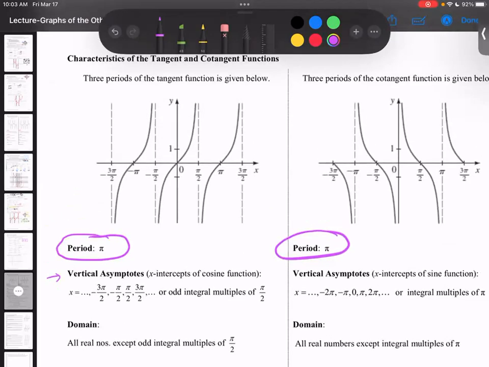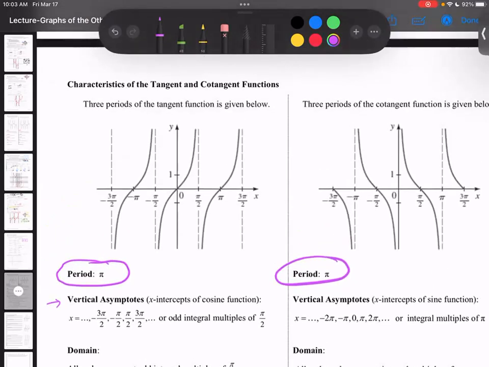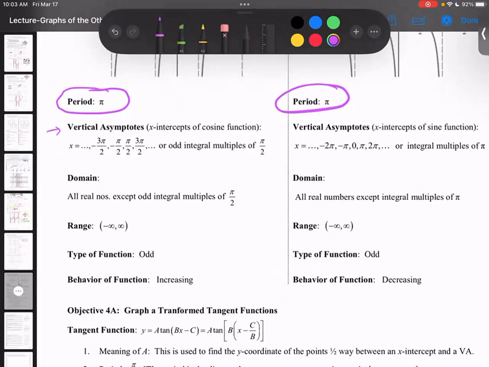If you look at the function, the domain for the tangent is everything but what? Odd multiples of pi over 2, right? Because those are vertical asymptotes. What about the range? Everything, right? The range goes from negative infinity to positive infinity. It's an odd function. Behavior is increasing. You don't have to know all of those. It's just information. It's nice to read. It's nice to know more, but you're not supposed to remember all of it.